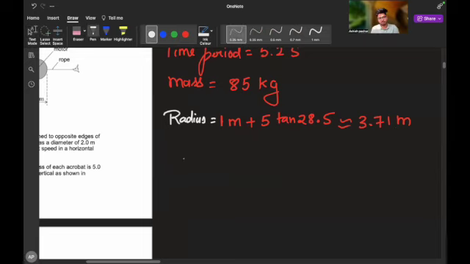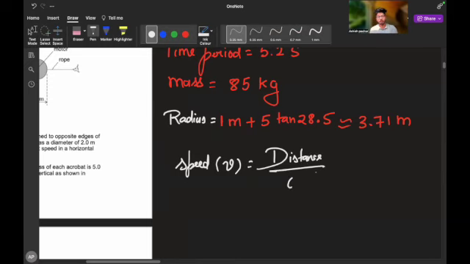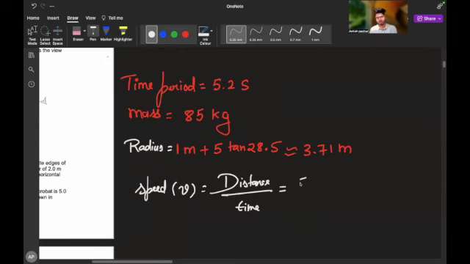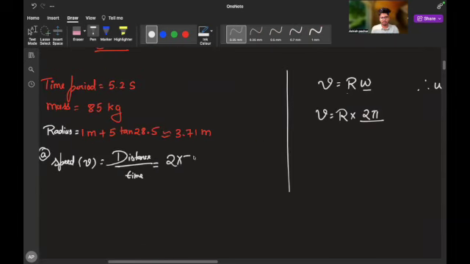The linear speed that we have to find, which I'm going to call v, is the distance covered in one circular path divided by the time taken to complete one, and the time period is already given to us. So 2 pi r is the total distance traveled, divided by the time taken, which is 5.2 seconds.